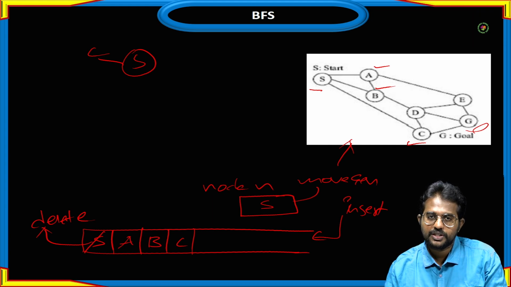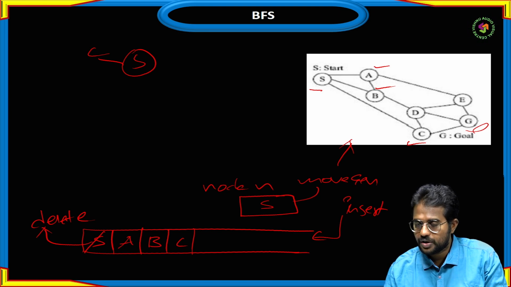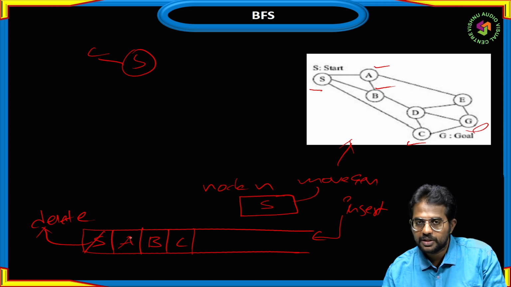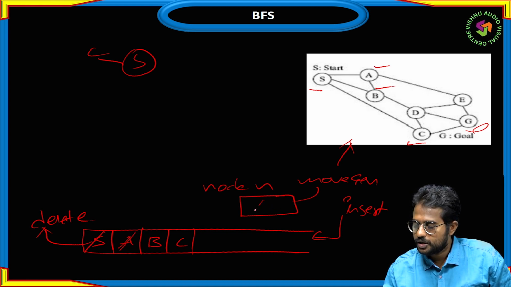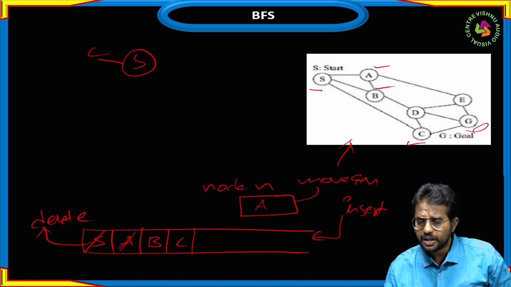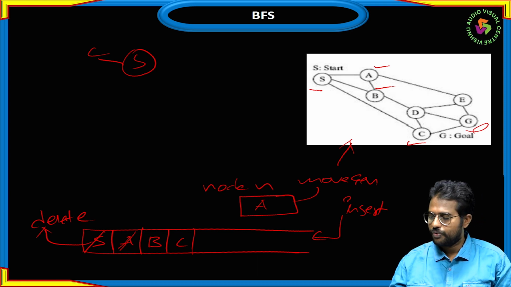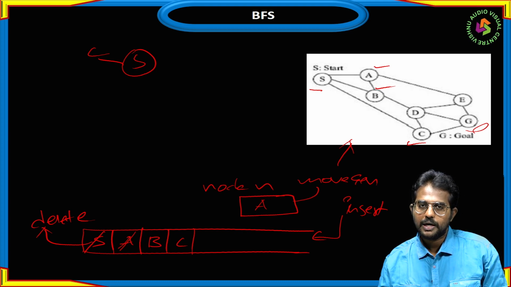Next, again I will check the while condition. The first condition is whether the goal node is reached. The goal node is not reached, and the second condition is whether the queue is empty. The queue is also not empty, so I will execute the while loop. The first statement is to delete an element from the queue. From this end, if I delete, A will be deleted, and this A will be stored in node n. After that, I will apply the goal test condition on A. It will be false because A is not a goal node, and I have to execute the else condition.